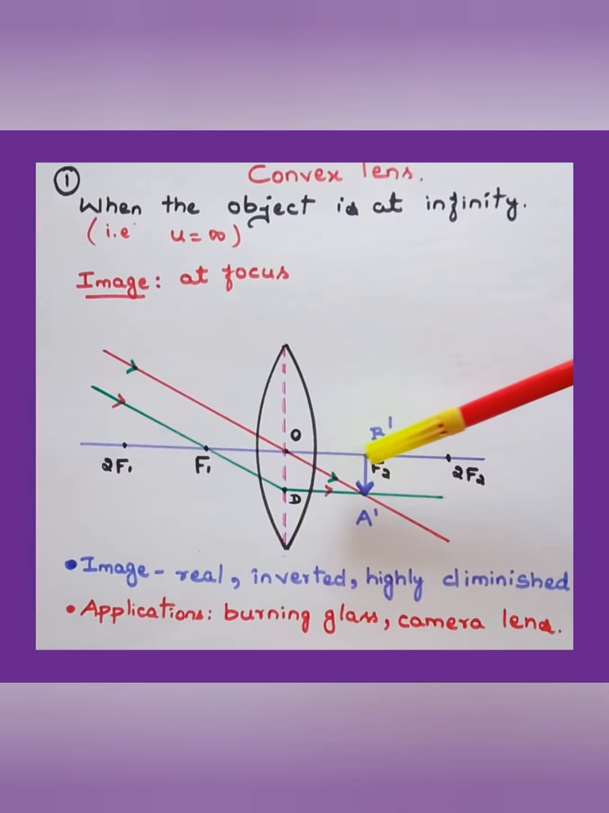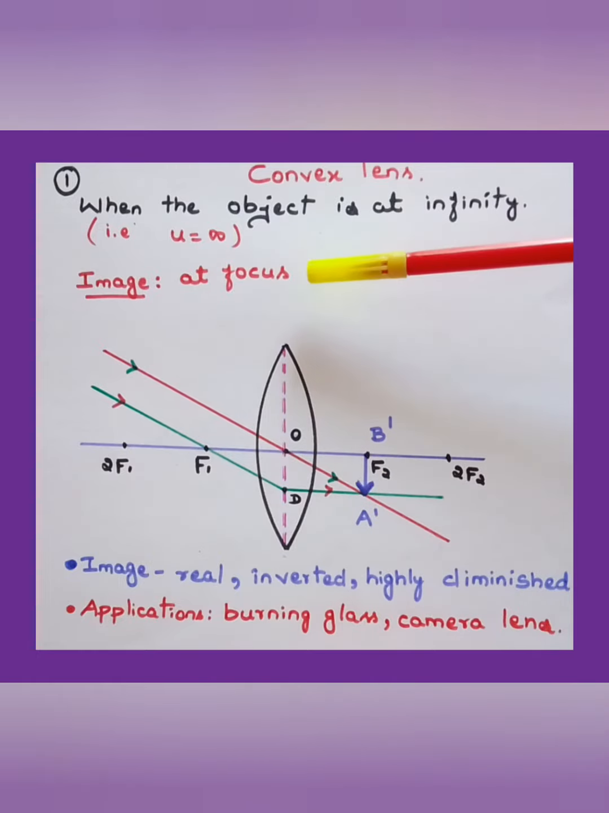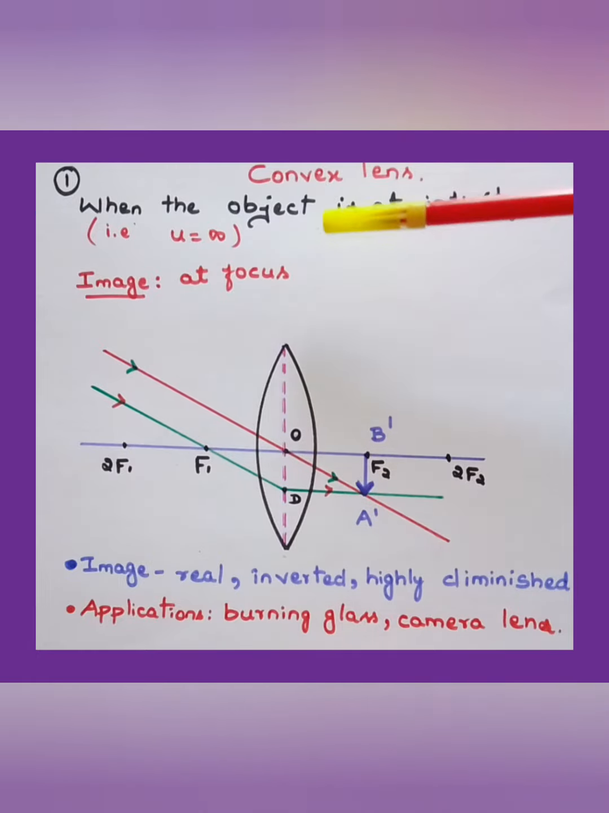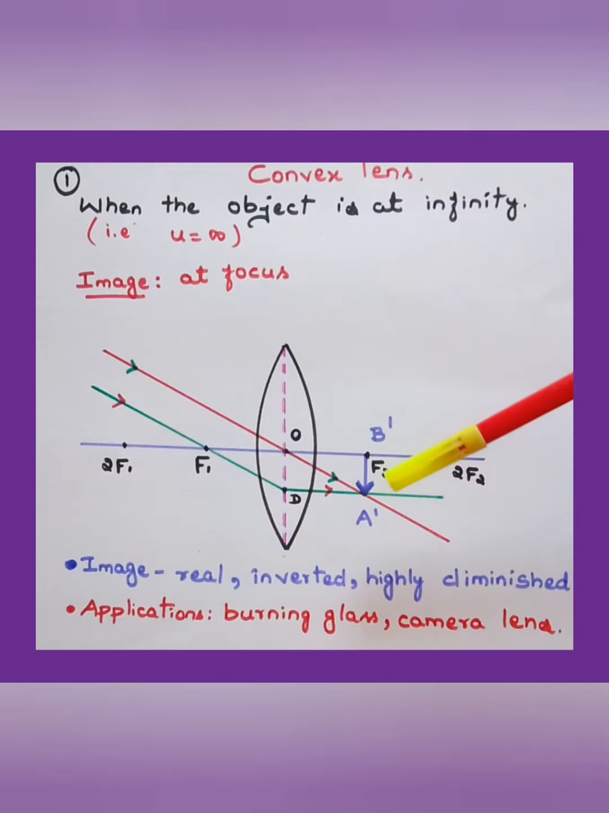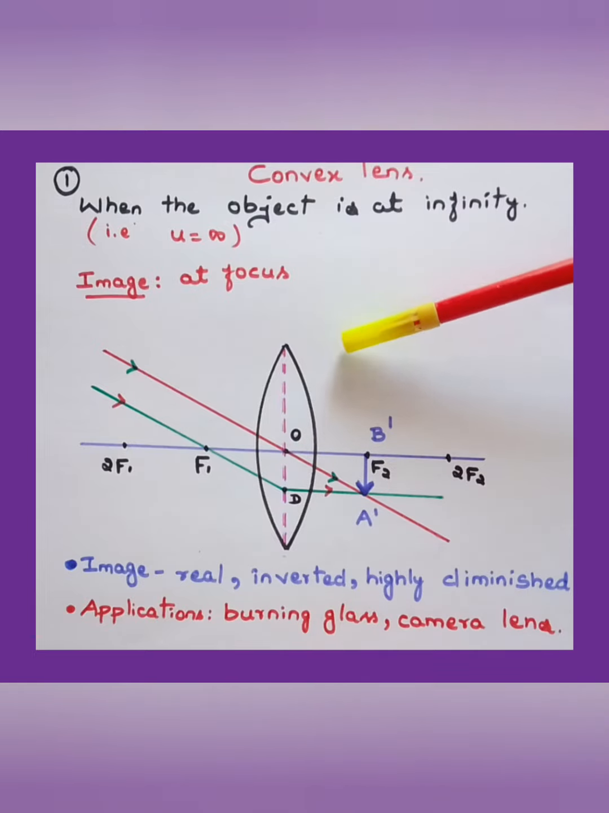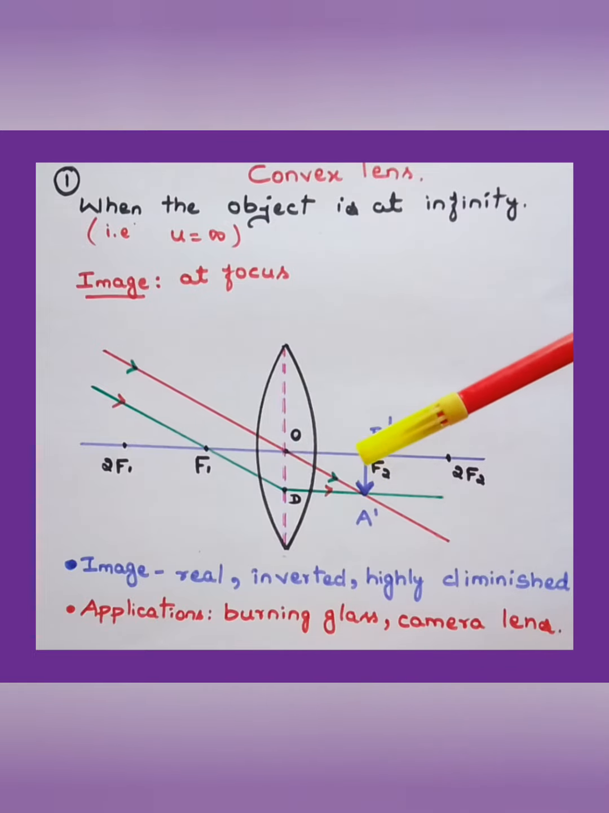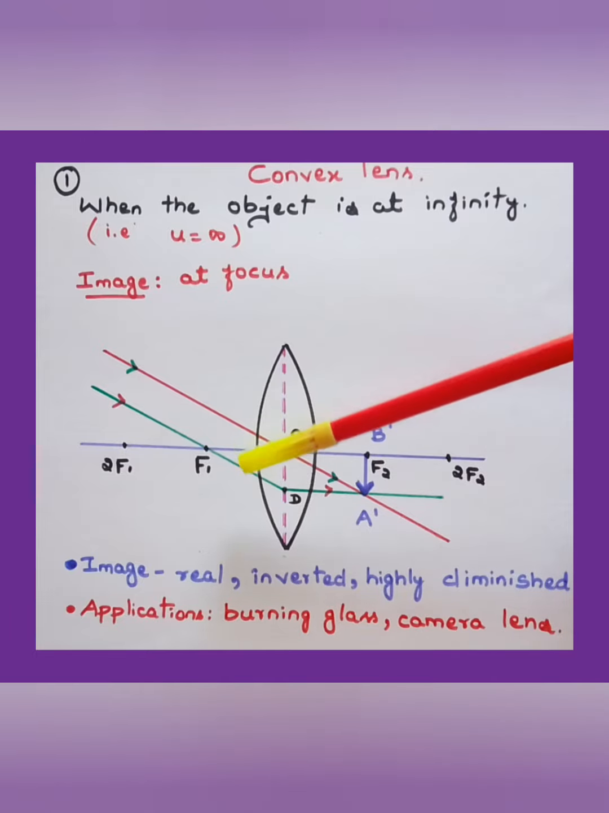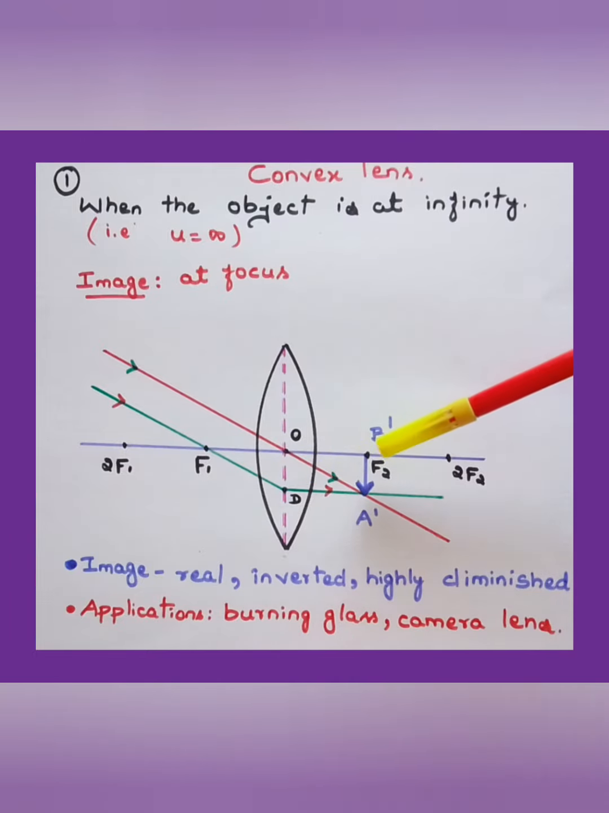So where is the image formed? The image is formed at the focus point. At the F2 point, the image is formed. You can mention it as focus also. So when the object is at infinity, the image will be formed at the second focus, or F2 you can mention. For the convex lens, what is the nature of the image formed? The image is a real image, and it is an inverted image.